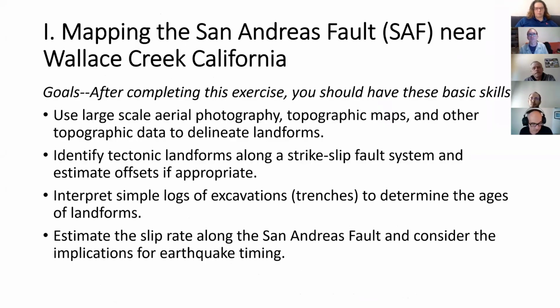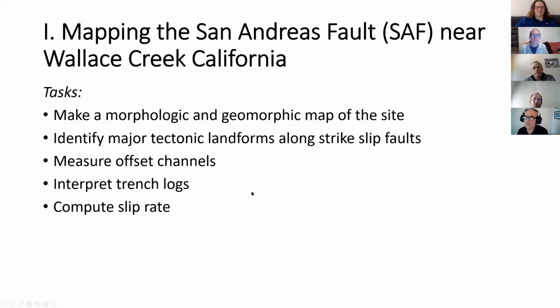So the first example is from Wallace Creek, and the goal is to have you use large-scale aerial photography and topographic maps to delineate the landforms and identify those famous ones along strike slip faults, and then estimate offsets, interpret simple logs of the excavations, determine the ages of the landforms, and then estimate the slip rate. So you have to make a morphologic and geomorphic map of the site. That's the biggest task. Identify the major landforms, measure the offsets, interpret the trench logs, and compute the slip rate.